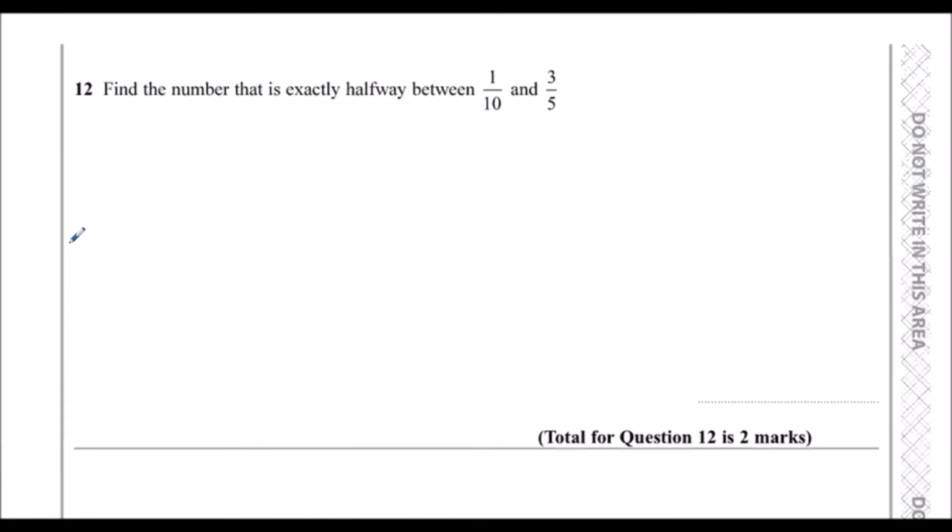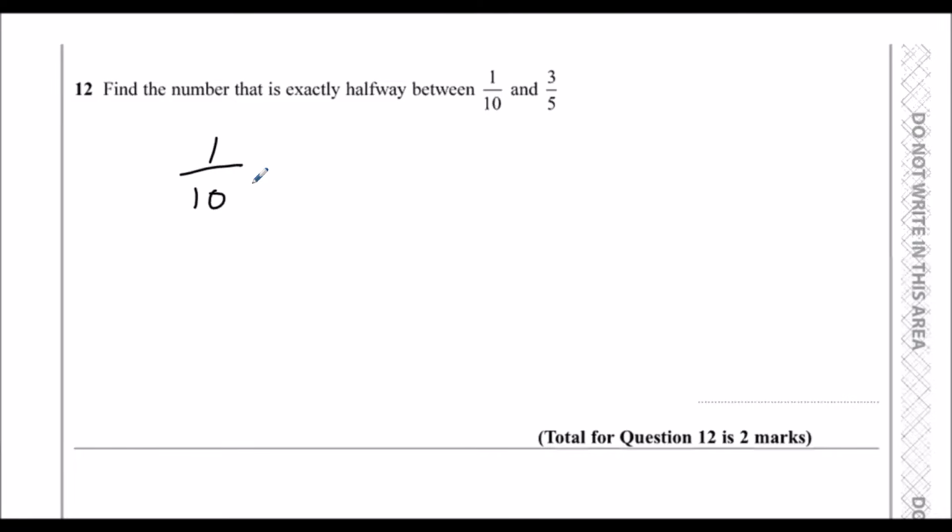Question 12. Find the number that is exactly halfway between 1/10 and 3/5. To find the middle of two numbers, we can add them together and then half the answer. So if we had 4 and 6, to find the middle of them, we could do 4 plus 6, which is 10, and then half 10, which is 5. So to find the middle of two numbers, we can add them up and then half the answer.